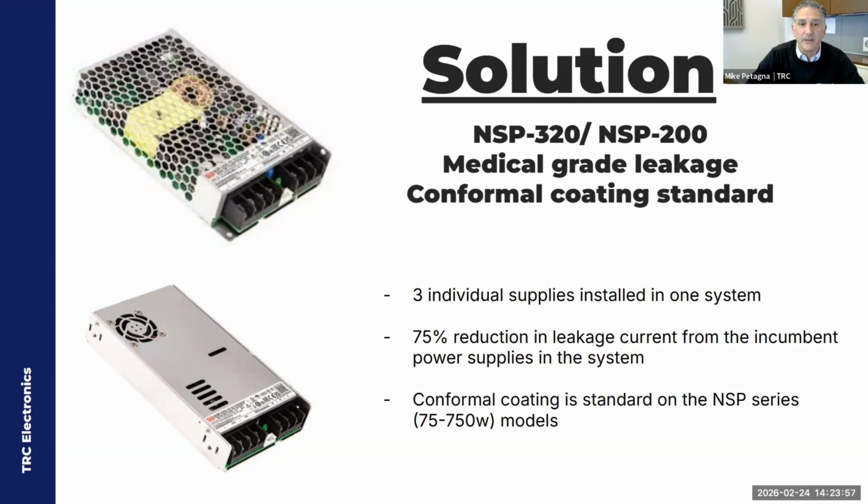so that provided the immediate protection that the client needed. So 3 individual power supplies in the system were able to reduce the leakage current by 75%. And the conformal coating of that product just made it a no-brainer to install. Now, the NSP series, specifically from 75 watts to 750 watts, all have medical certifications and conformal coating. And this customer is extremely happy. They were able to switch to this product almost immediately.